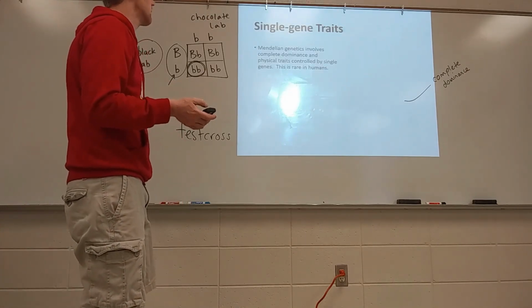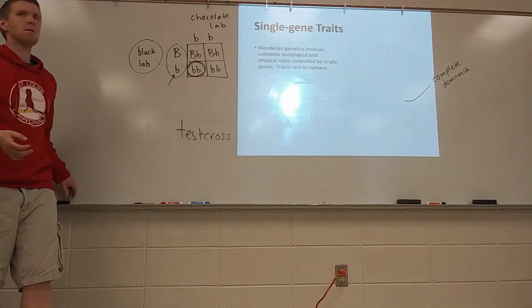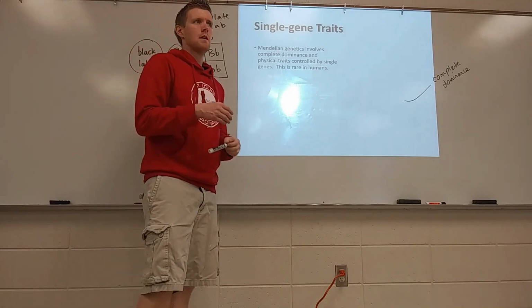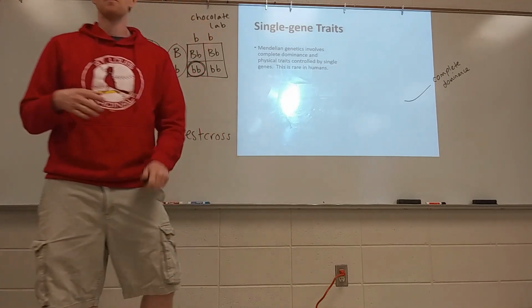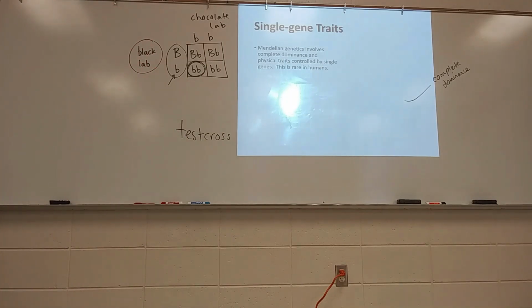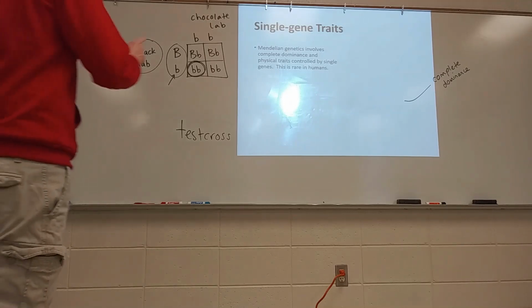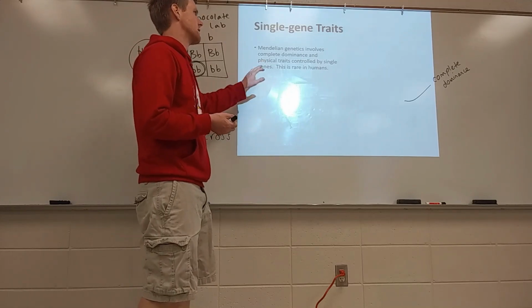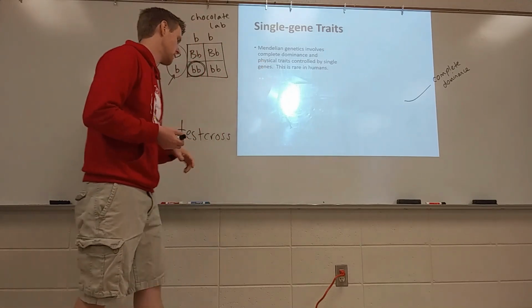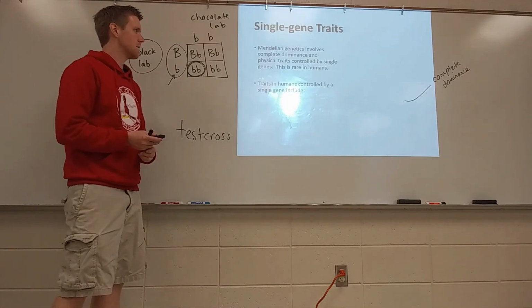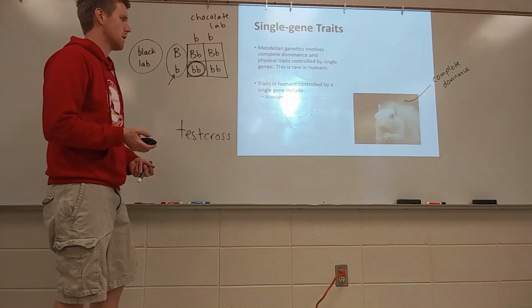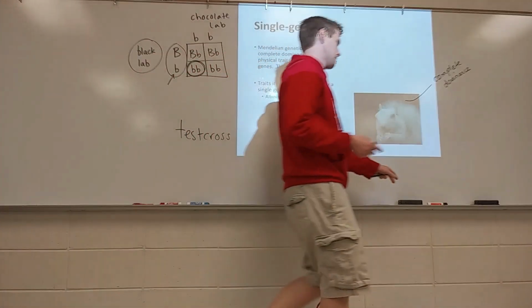In humans, the type of simplicity that we see with our chocolate lab example and our pea plant example, we don't usually see it in humans. Most human traits are controlled by many genes. Good, still recording. So, it's called Mendelian genetics, involves complete dominance and physical traits controlled by single genes. This is not common in humans. But we'll look at a couple of genes in humans that are controlled by one gene, including albinism.